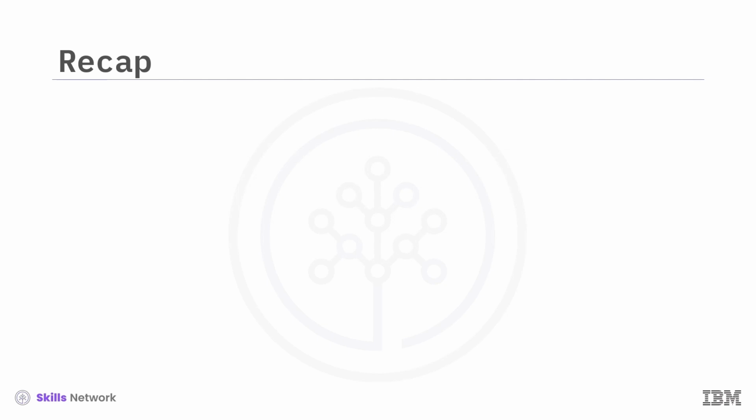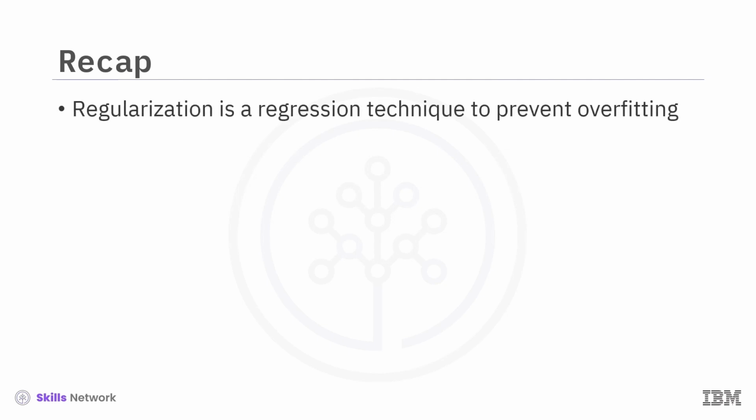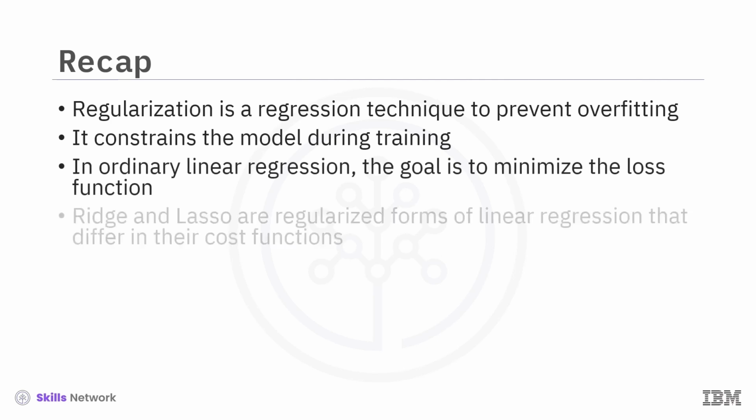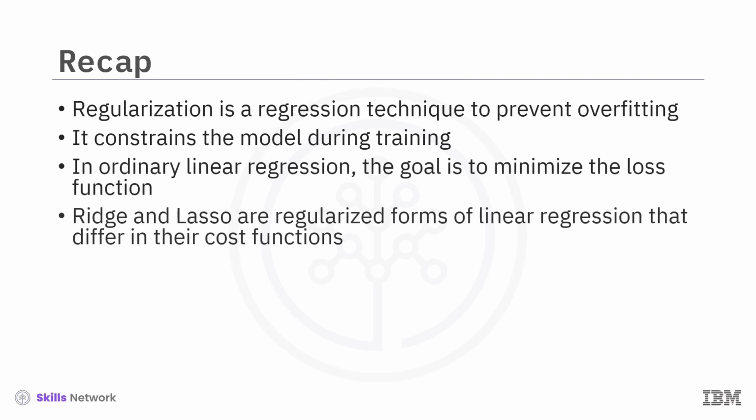In this video, you learned regularization is a regression technique to prevent overfitting. It constrains the model during training, discouraging it from overfitting to the training data. In ordinary linear regression, predictions are a linear combination of features, and the goal is to minimize the loss function. Ridge and lasso are regularized forms of linear regression that differ only in their cost functions.